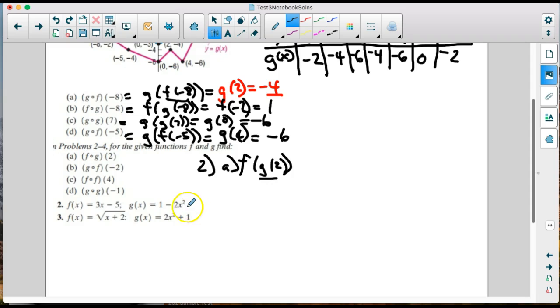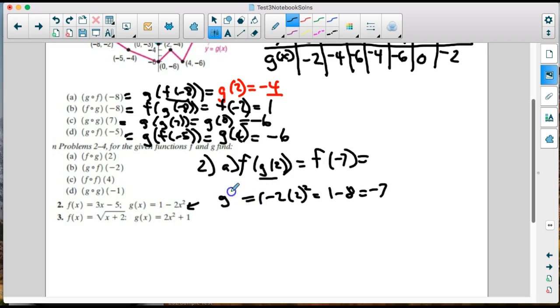So off to the side, I'm going to plug in 2 right here, because there's my g function. So that's 1 minus 2 times 2 squared. So 1 minus, that's 4 times 2, so 1 minus 8, so that's going to be negative 7. So I'm going to take f of negative 7 now, because I evaluated g of 2. Now I'm going to plug negative 7 into the f function. Now I need to do f of negative 7. So that's going to be 3 times negative 7 minus 5. So negative 21 minus 5. So negative 26 is the answer to part A.